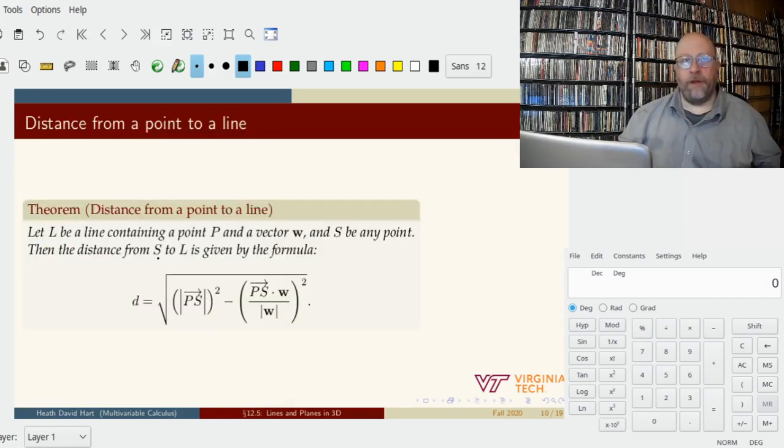So summarizing, the distance from a point to a line, if we have a point P on the line and S is any other point, we take the vector from P to S, that's the hypotenuse, and we square that. And then we take the leg of the triangle, which is the dot product of both of these vectors divided by the magnitude of the vector we're projecting on. That's the scalar projection. We square that, and then we take the square root to get the distance. Okay? This just recaps everything we've been doing in example 4.